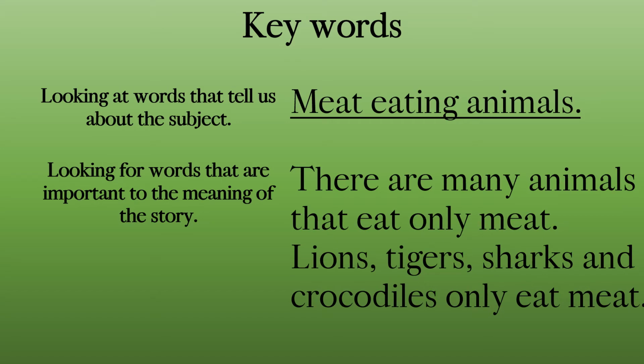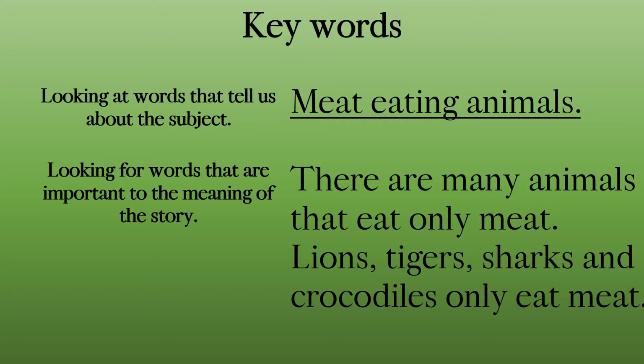So here we have a story called Meat Eating Animals. There are many animals that eat only meat. Lions, tigers, sharks, and crocodiles only eat meat. Now, what words here do you understand when it comes to eating meat? They are the key words.